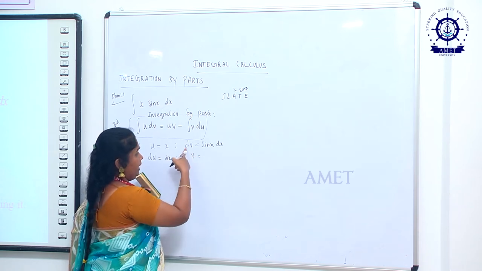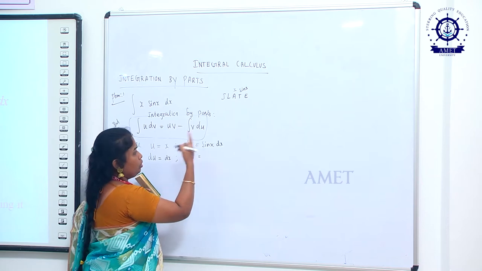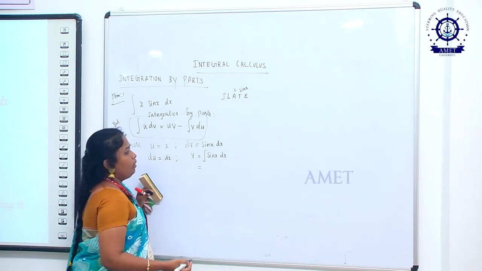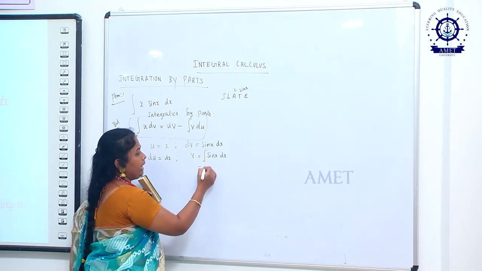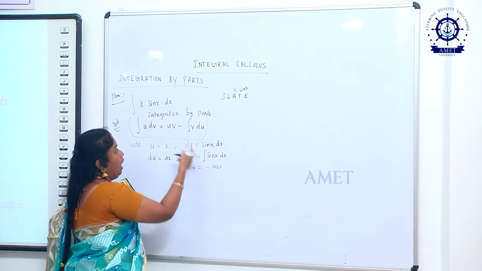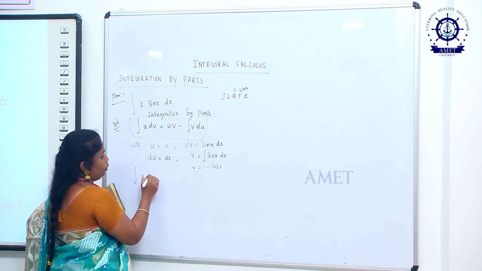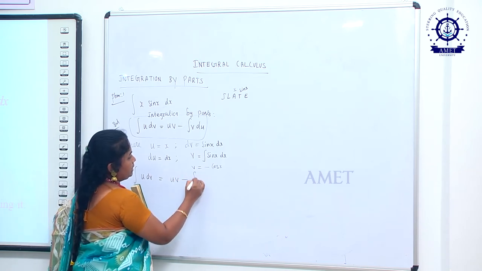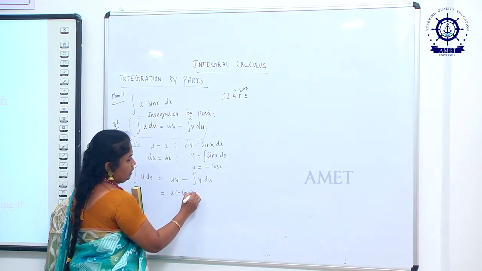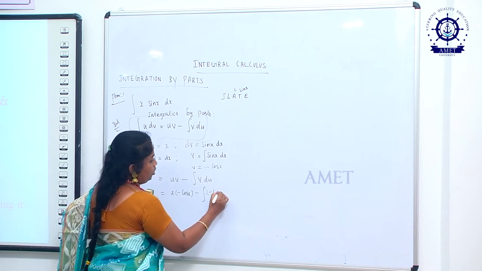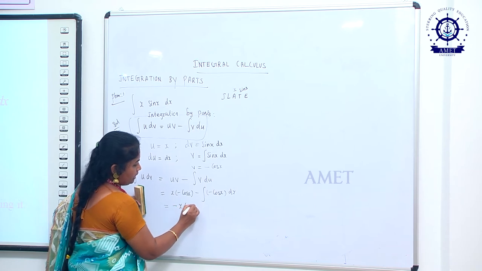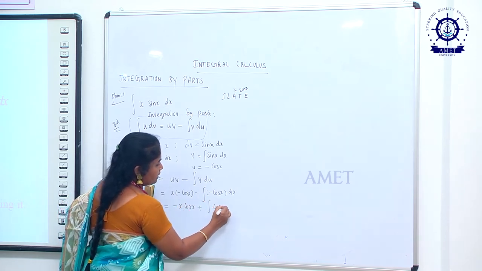Next, we want v. Already we know that d is a differential operator, so it goes to the other side as integral. So v is integral of sin x dx. Already we know the basic formulas. Integral of sin x can be written as minus cos x. Now I got u, dv, du, v. Apply the formula. Integral of u dv can be written as uv minus integral v du. Substitute: u is x, v is minus cos x, minus integral, v is minus cos x, du is dx. Minus times minus is plus. So minus x cos x plus integral cos x dx.